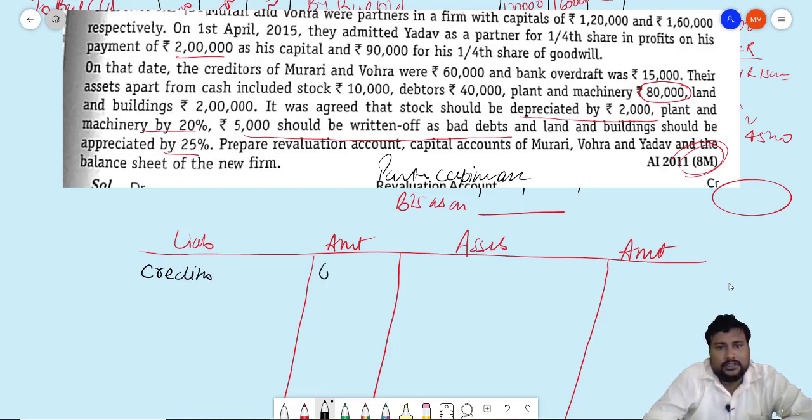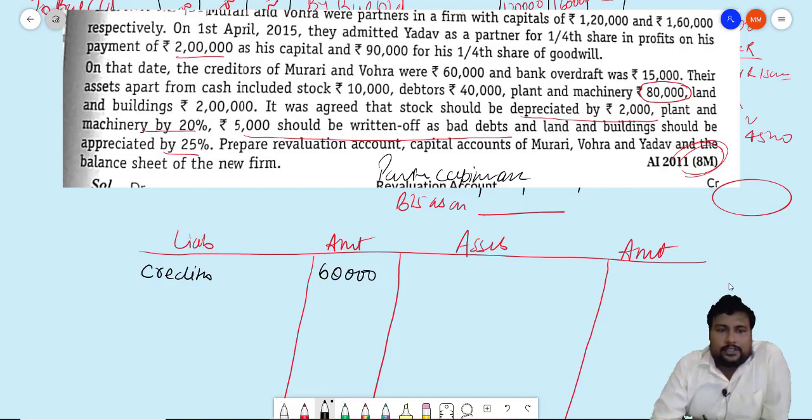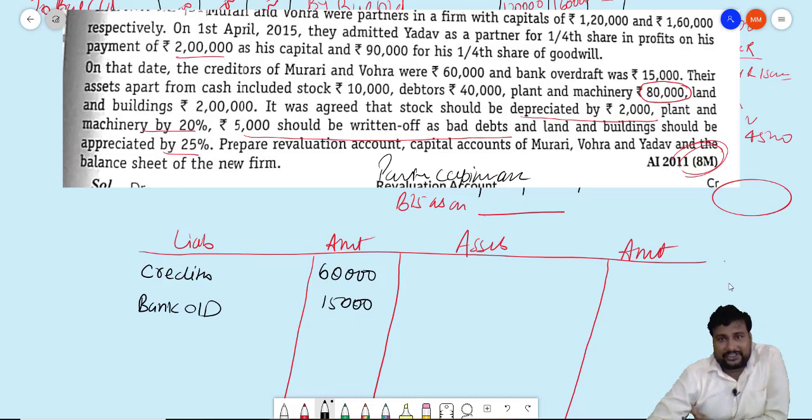Creditors, how much? 60,000. Bank OD. Chalo, tell me, bank OD is in the liability side, so why is it so? Their assets apart from cash include stock 10,000, debtors 40,000, plant and machinery 80,000.